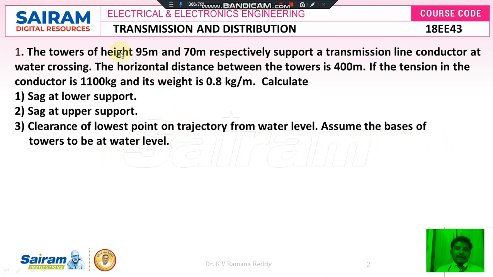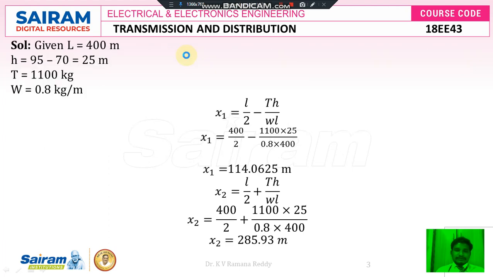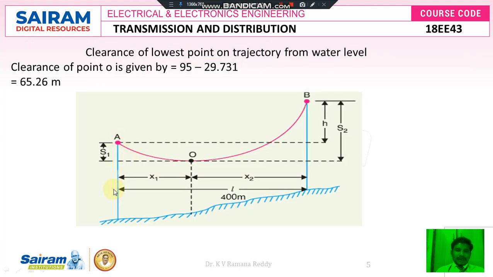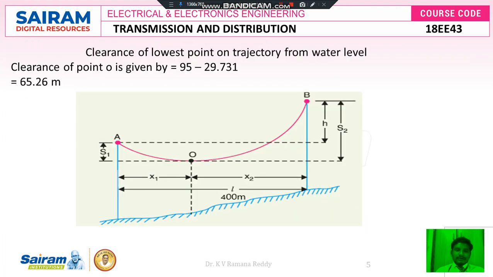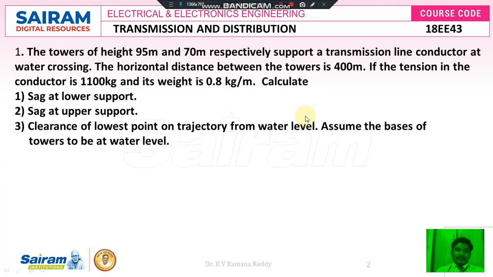So after reading this problem, they have given some data to us to solve the unknown parameters. The towers are of height 95 meters and 70 meters. So tower A height is 95 meters and tower B height is 70 meters. So this is 70 meters and this is 95 meters.